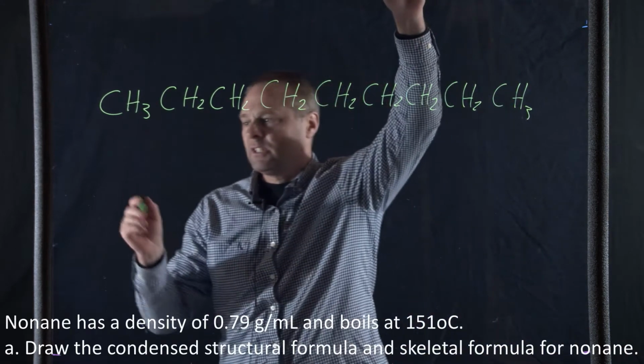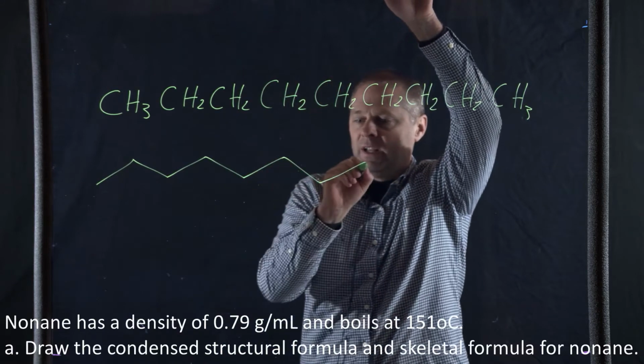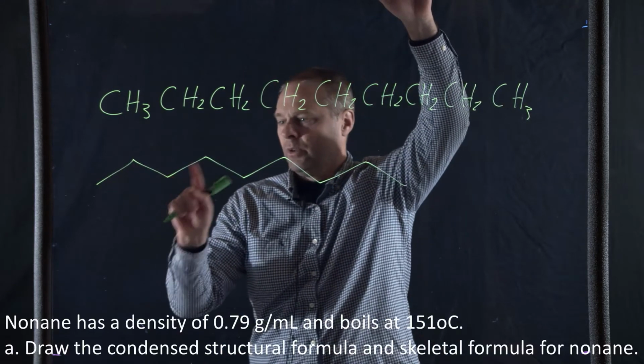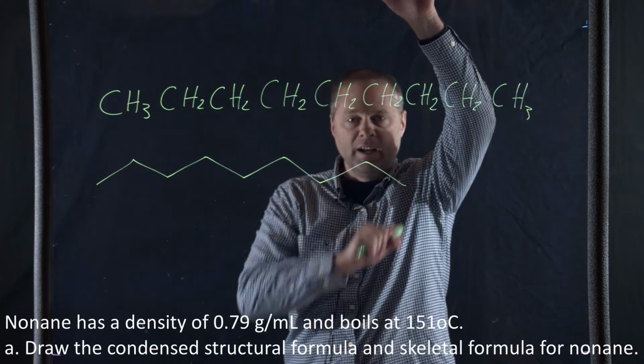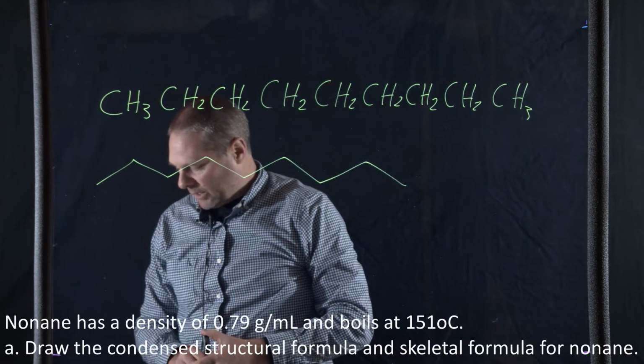If you want to draw the skeletal, it's going to be 2, 3, 4, 5, 6, 7, 8, 9. 1, 2, 3, 4, 5, 6, 7, 8, 9. There's our 9 carbons.